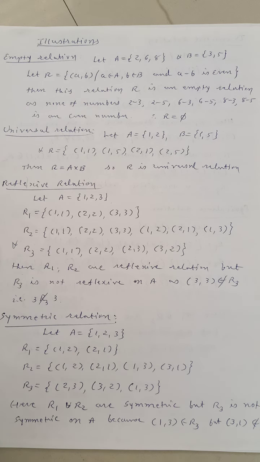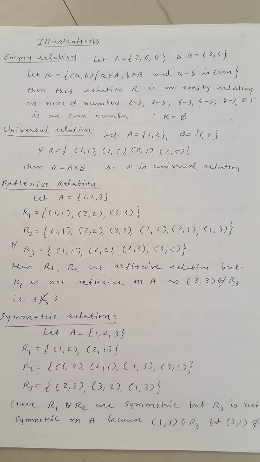I hope you are clear. Once again I repeat, look at set A {2, 6, 8}, set B {3, 5}, and I choose set R having members (a, b), where a is a member of A, b is a member of B, and a minus b is even. So we see that this relation R is an empty relation. The reason is none of the numbers like 2 minus 3, 2 minus 5, 6 minus 3, 6 minus 5, 8 minus 3, 8 minus 5 is even; they are all odd numbers. They are not even, and therefore R is empty. I hope you are clear.